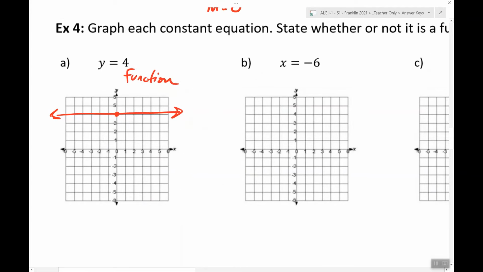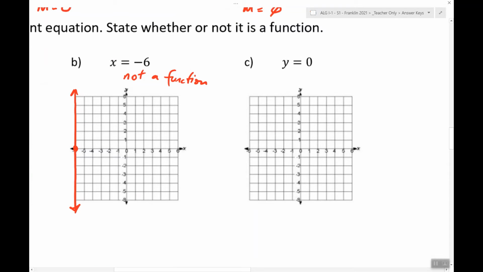x equals negative 6, just the opposite. Vertical line through negative 6 on the x-axis. And this is not a function. Because it does not pass the vertical line test. Negative 6 is used an infinite number of times in this function. So it does not pass the vertical line test. Negative 6 is used more than once.